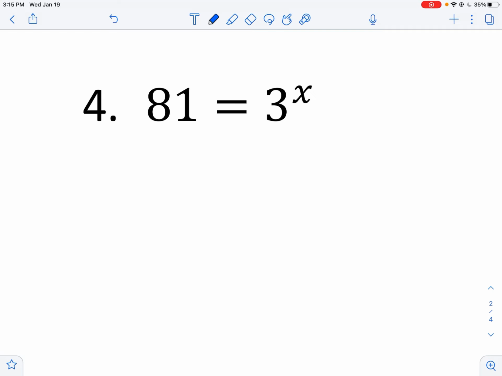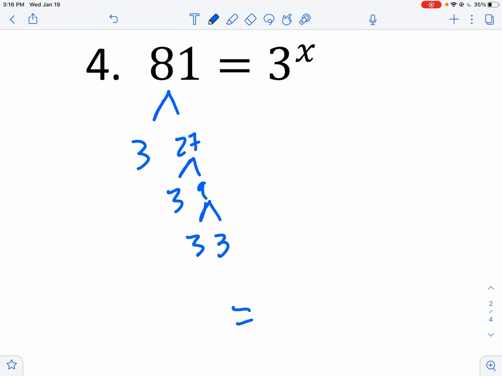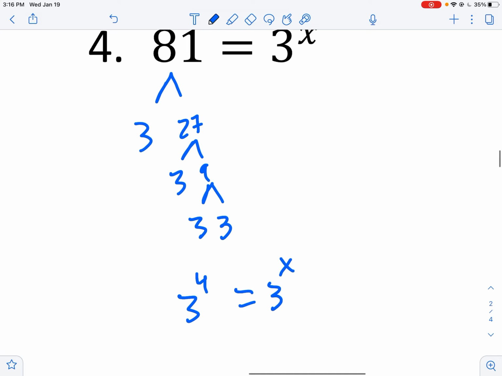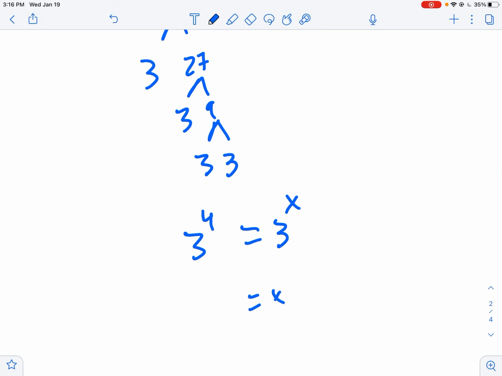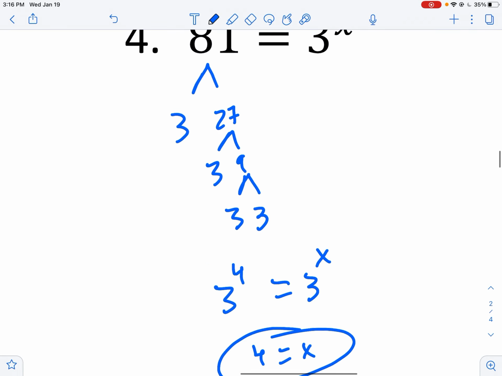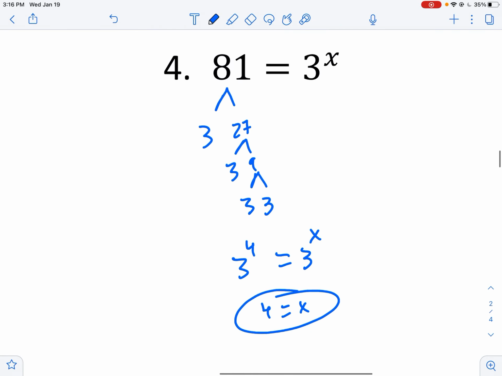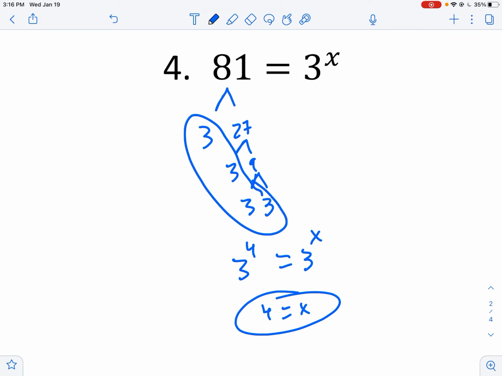Right. 81 is, if you divide by 3, you get 27, you divide by 3, you get 9, divide by 3, you get 3. So it takes 4 3s to make 81. So the left side is 3 to the 4th power, and the right side is 3 to the x. And now we have the bases the same, and so x is 4. Hooray, we solved it. Nice. So if you got that, congratulations. If you didn't, you might have messed up the exponent part here. You just need to figure out what power to put on 3 to make 81.